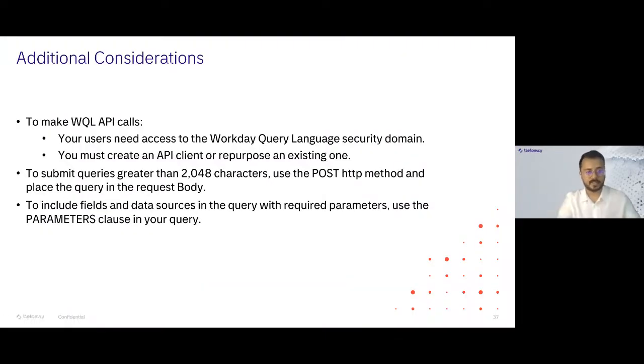And the additional consideration we need to keep in mind while doing that is, to make WQL API calls, your user needs access to the Workday Query Language security domain. He or she needs to have that particular security domain, and you must create an API client or repurpose an existing one. And as I said, to submit queries greater than 2048 characters, we have to use a POST HTTP method and place the query in the request body. To include fields and data sources in the query with required parameters, use the parameters clause in your query.